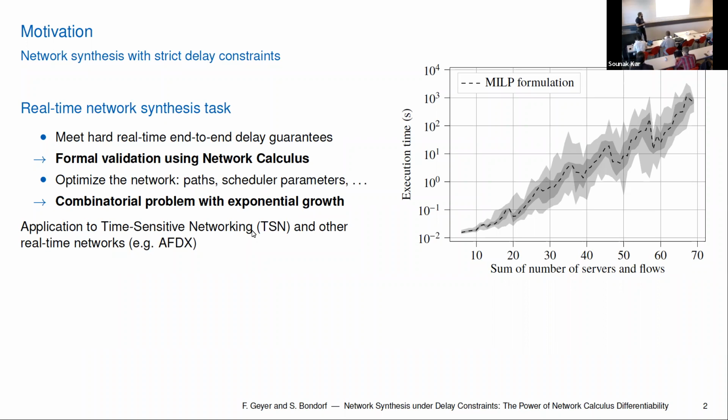So this statement here is a bit substantiated with the figure on the right, where we went the naive way and did a mixed integer linear program formulation of finding good paths that minimize the average delay bound. X-axis is the sum of the number of servers and flows. So we are merging these things together to get a simple metric of the size of networks, and left the execution time again, exponential scale. And we see scaling is not too well.